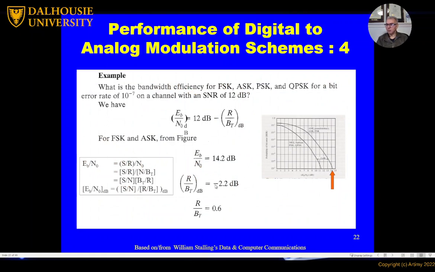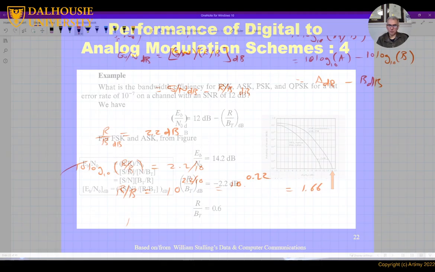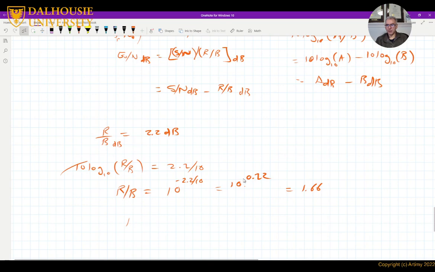I did 2.2 instead of minus 2.2, so I only need to convert this. So actually, what I should have done is minus. So now I will get the correct result. It's not 0.66, it's actually 0.6. And I got the correct result.